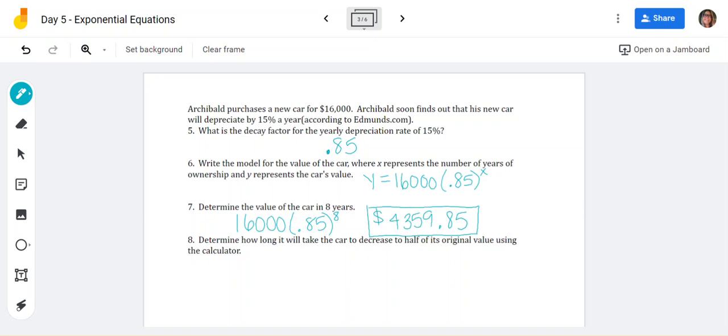Determine how long it will take for a car to decrease to half of its original value. So it was originally worth $16,000. We want to find out when it's worth $8,000. So we'll put that in Desmos as well as our original equation. And again, we're going to see where they intersect.